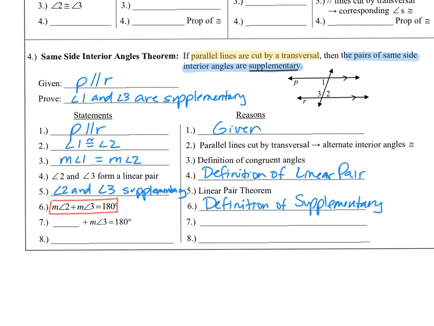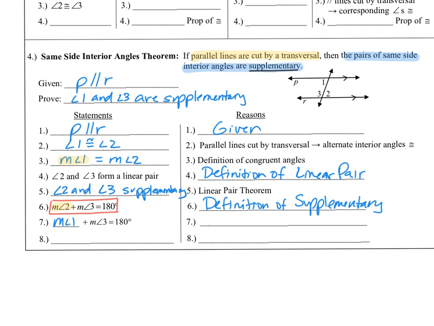We're going to rewrite that statement in statement 7, except we're going to take the measure of angle 2 and replace it with what it's equal to, the measure of angle 1. So statement number 7 is a rewrite of statement number 6, except we've taken the measure of angle 2 out and put the measure of angle 1 in its place. We're going to say that the measure of angle 1 plus the measure of angle 3 is 180.